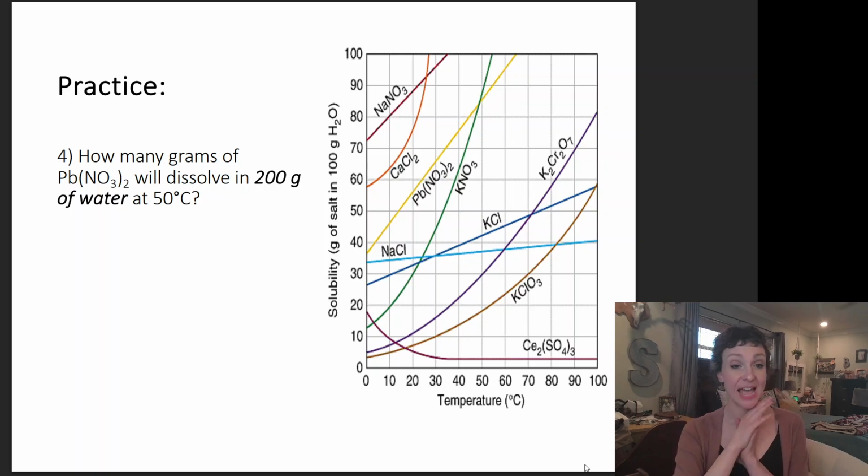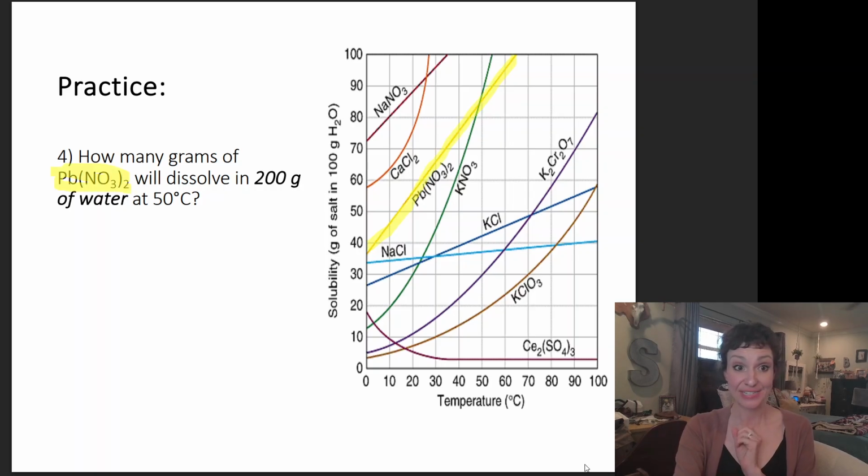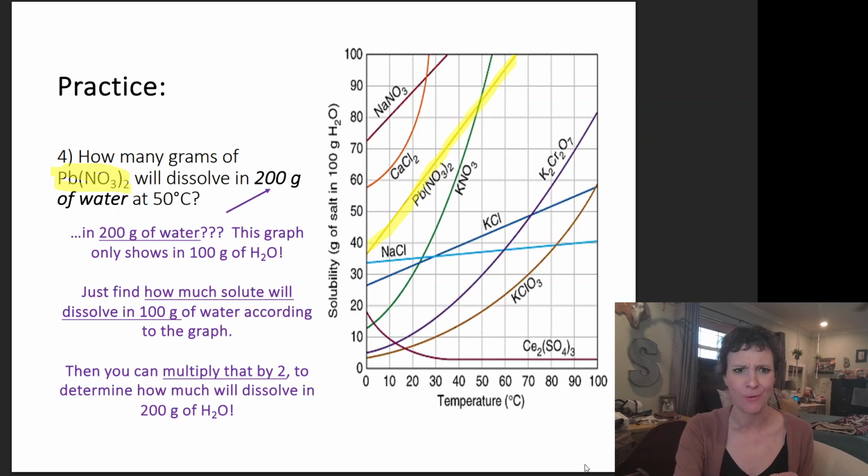This one's a good one. It says, how many grams of lead 2 nitrate will dissolve in 200 grams of water at 50 degrees Celsius? You're like, why did she bold and italicize 200 grams of water? Well, first of all, lead nitrate is the curve that we're looking at here. But you notice the 200 grams of water. This graph only shows 100 grams of water. Well, that is okay. We can be so smart here, okay?